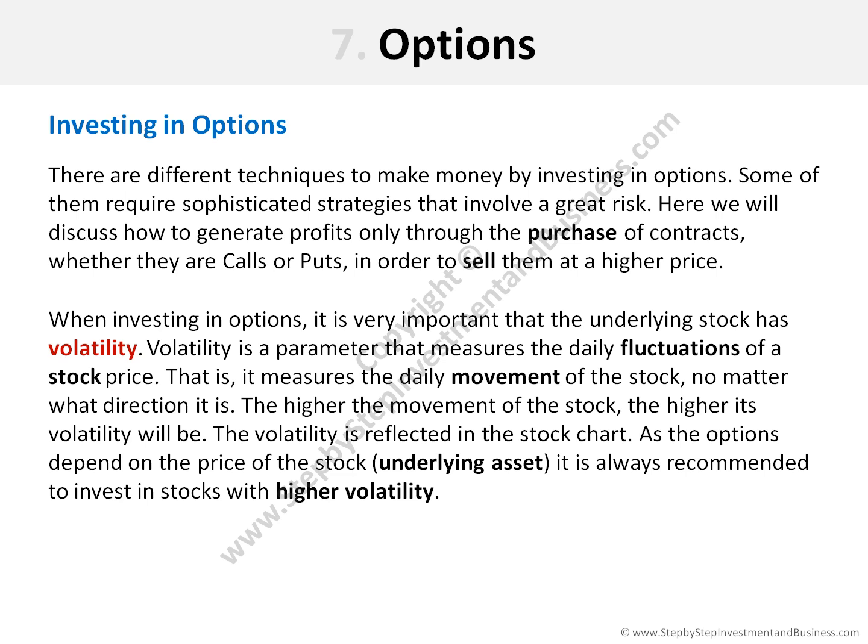When investing in options, it is very important that the underlying stock has volatility. Volatility is a parameter that measures the daily fluctuations of a stock price. That is, it measures the daily movement of the stock no matter what direction it is. The higher the movement of the stock, the higher its volatility will be. The volatility is reflected in the stock chart. As the options depend on the price of the stock, which is the underlying asset, it is always recommended to invest in stocks with higher volatility.